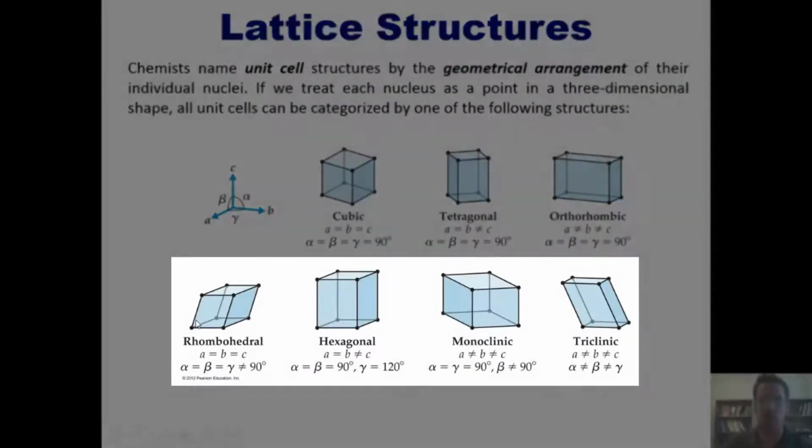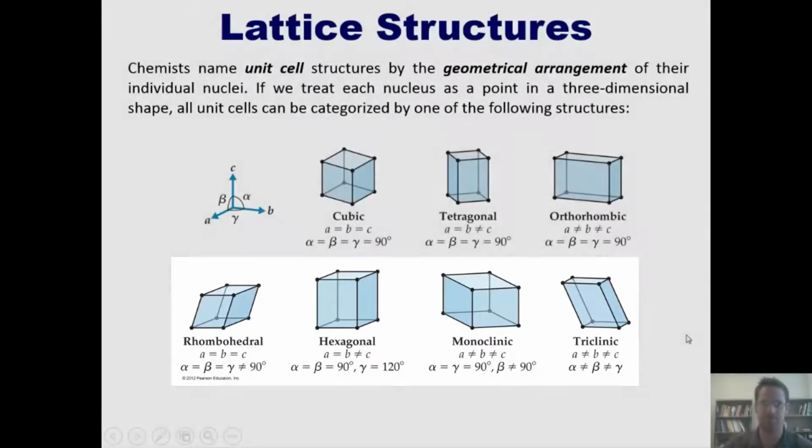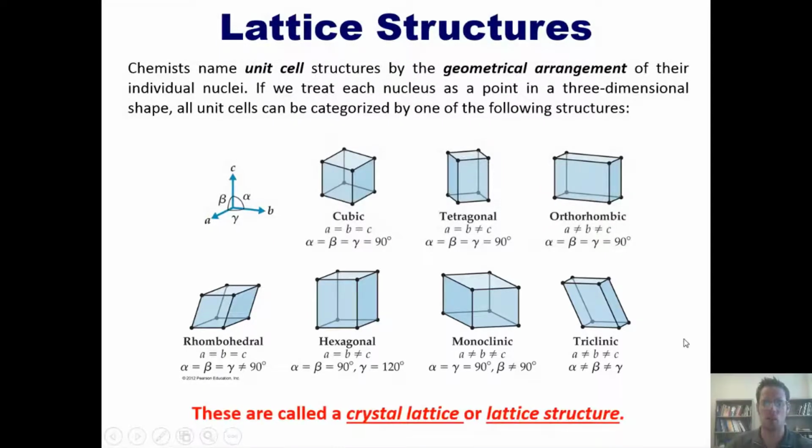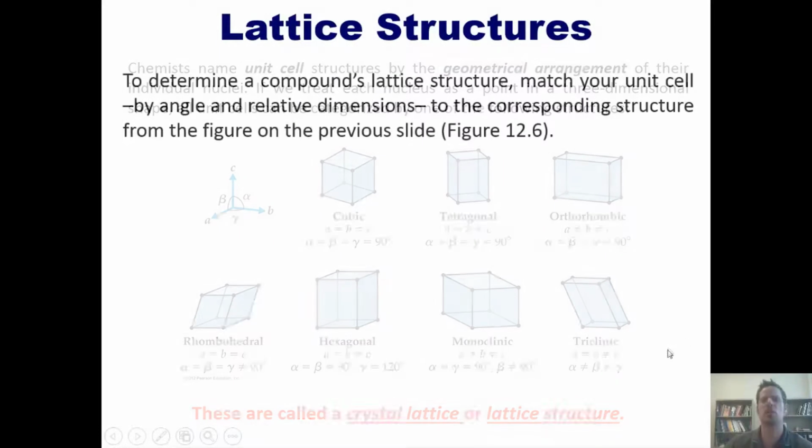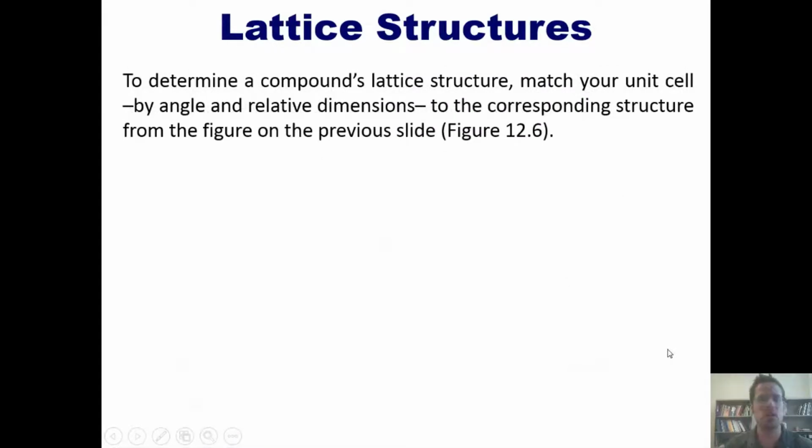Things get a little bit more exotic if you have angles that are not 90 degrees, as indicated by these types of unit cells down here. These are called crystal lattice or lattice structures. Now, to determine a compound's lattice structure, what you need to do is match your unit cell by angle and relative dimensions to the corresponding structure from the figure that I just showed you.